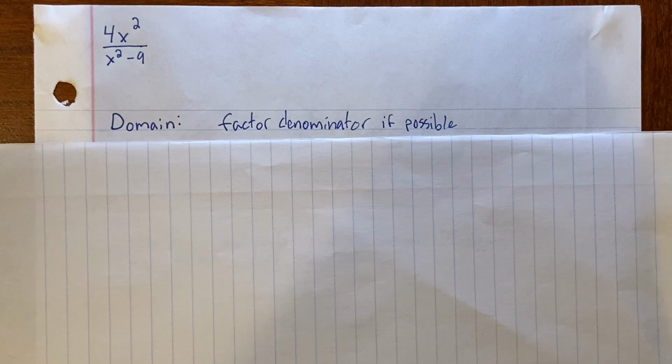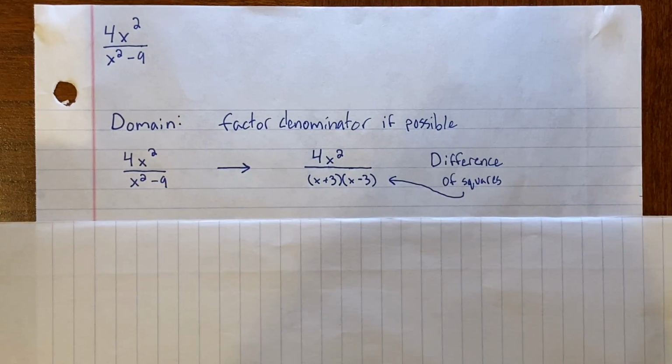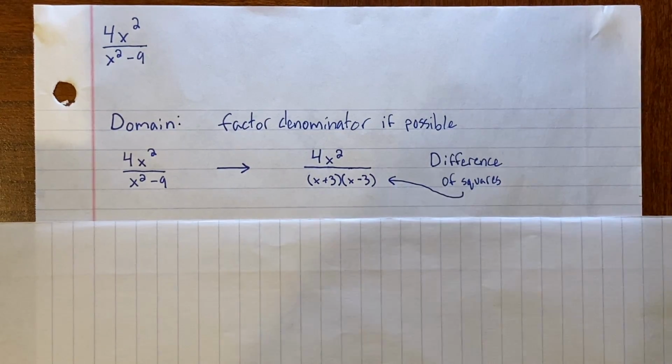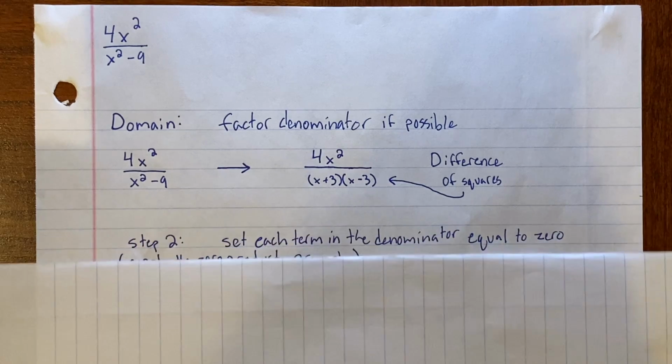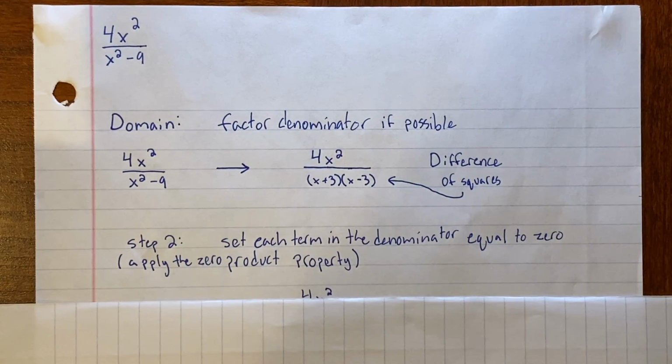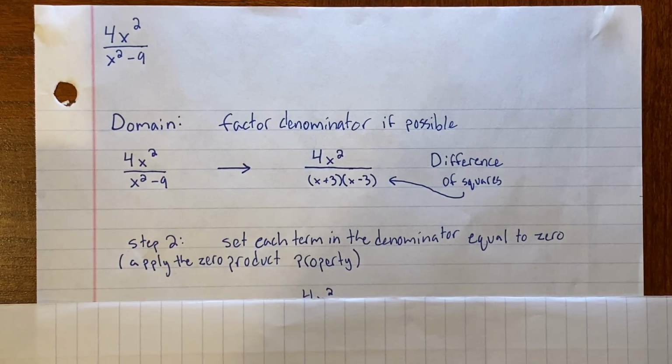Now, the easiest way to find the domain is to factor the denominator if it's possible. Luckily, for an equation like this, it's fairly easy to find the domain because you can factor the denominator through the difference of squares. Now, after that, all you have to do is apply the zero product rule, and if you remember correctly, that means that you set each term in the denominator, or the two factored portions, equal to 0.